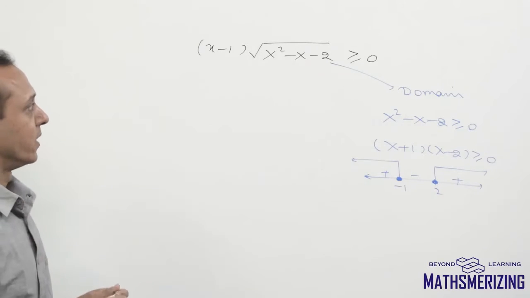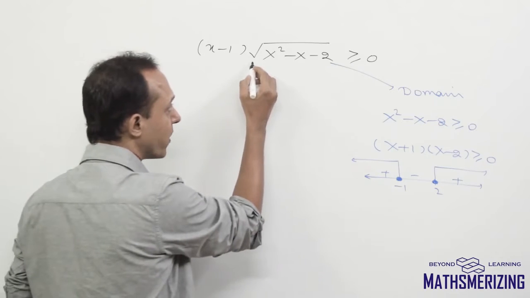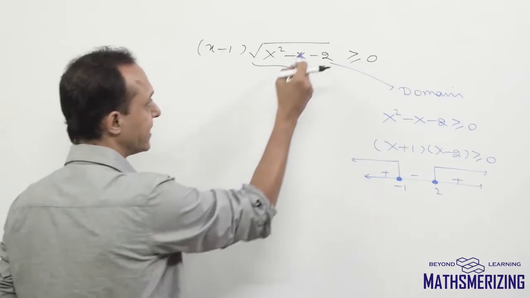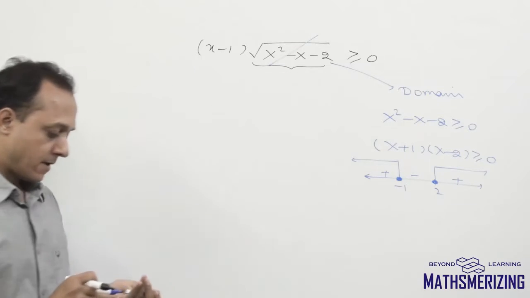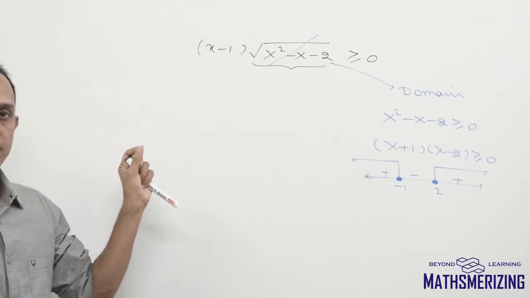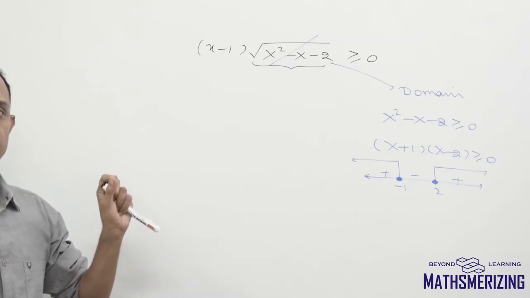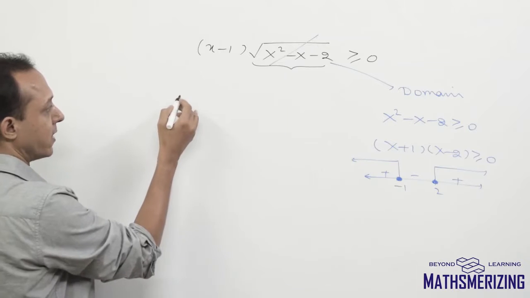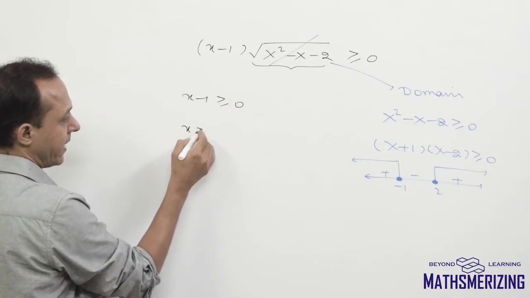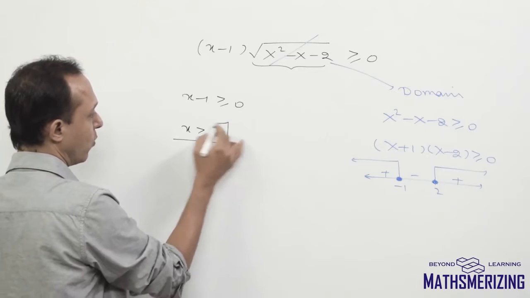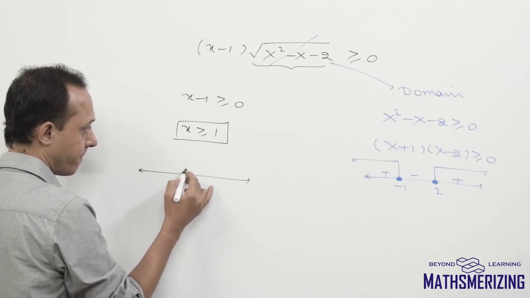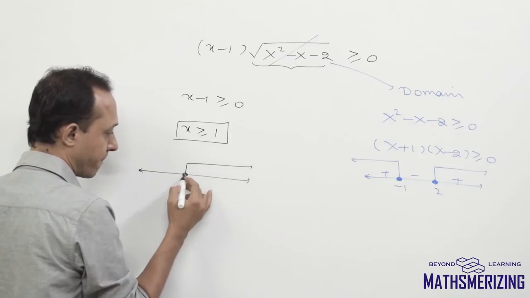Now I'll solve this inequality. Now when I see this square root sign, I know it's a positive square root. Now it's a positive square root, its sign doesn't change. So rule number 1 says, if there is any expression whose sign doesn't change, I'll remove the expression from the inequality, keeping the sign. So I'll write x minus 1 greater than or equal to 0, x is greater than or equal to 1. So x is greater than or equal to 1.